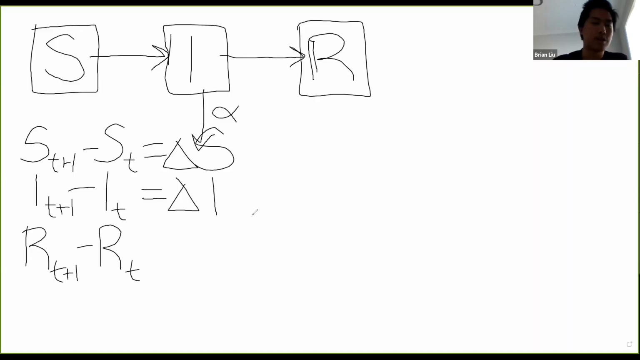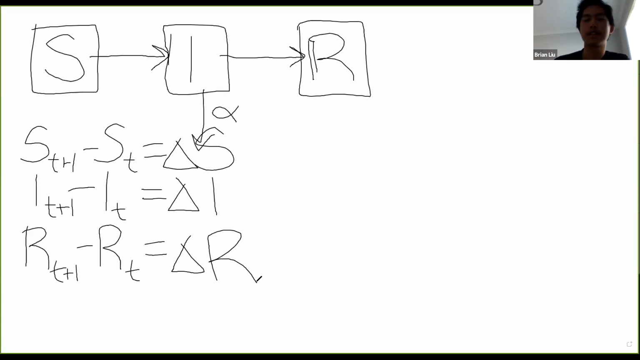Okay, so there's a susceptible class, an infected class, and a recovered class. The change in the number of people susceptible is delta S, and the change in the number of people infected from time t to time t plus 1, so today to tomorrow, is delta I. And the change in the number of people who have recovered is delta R.